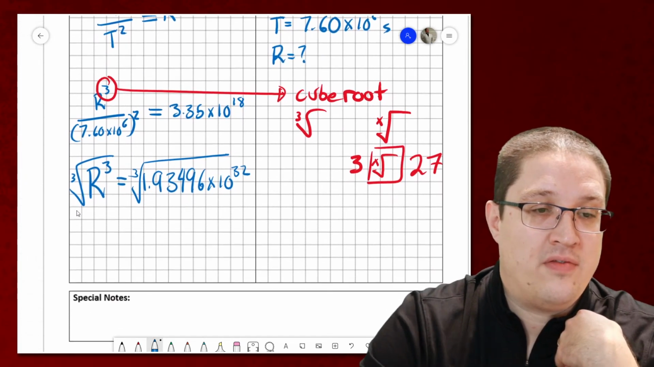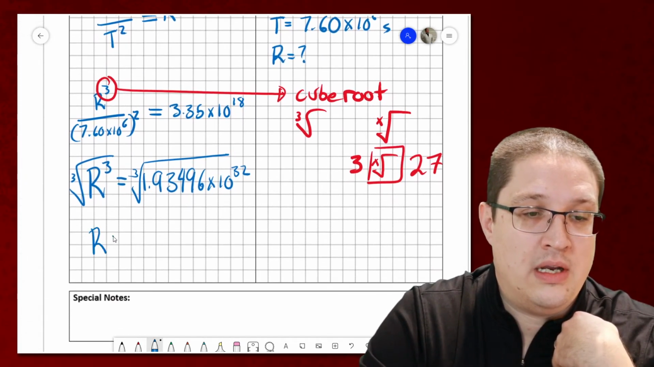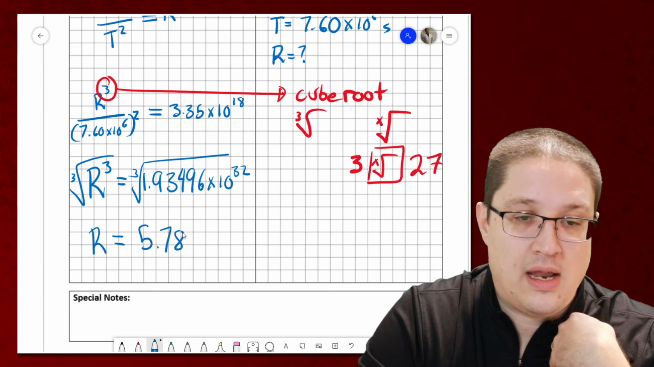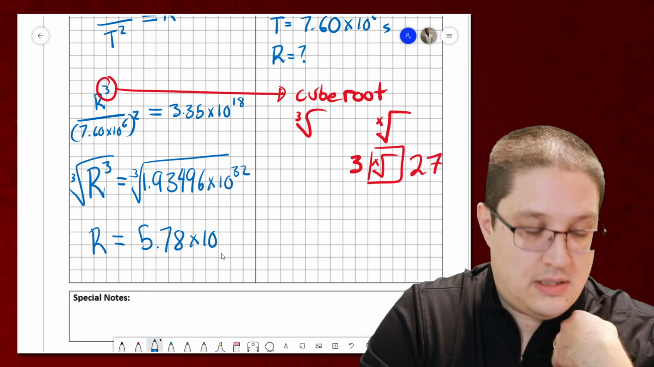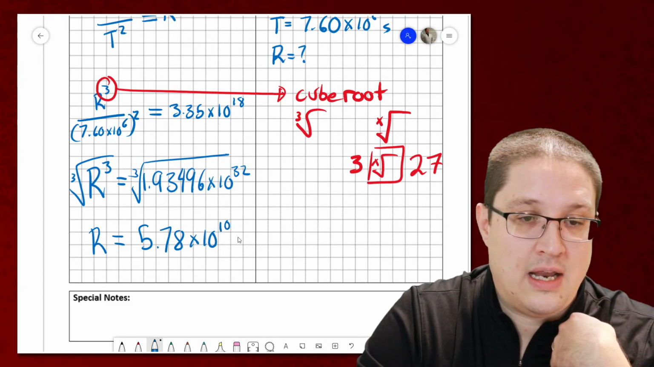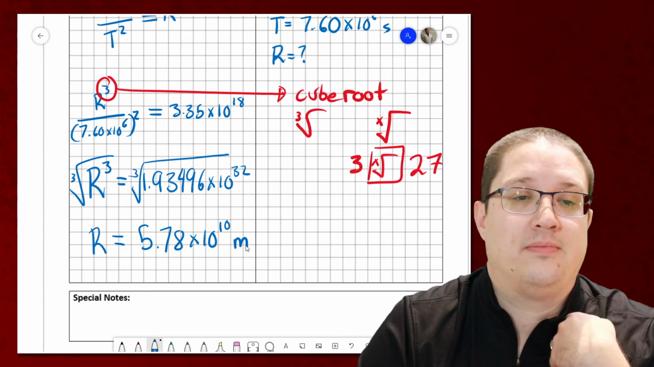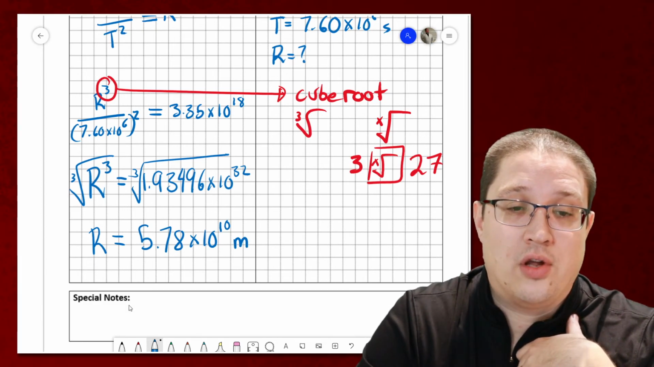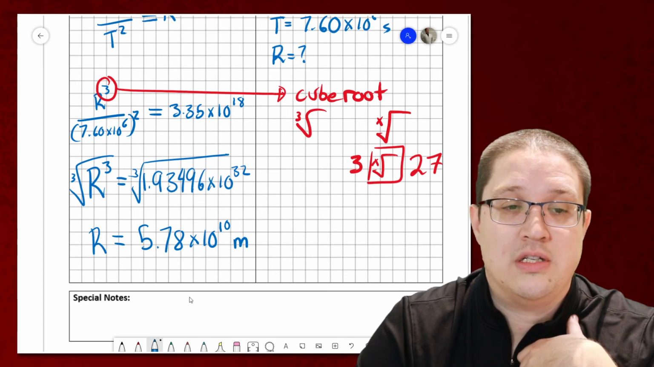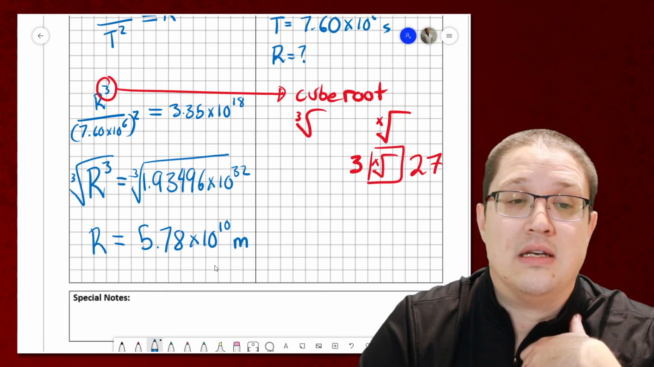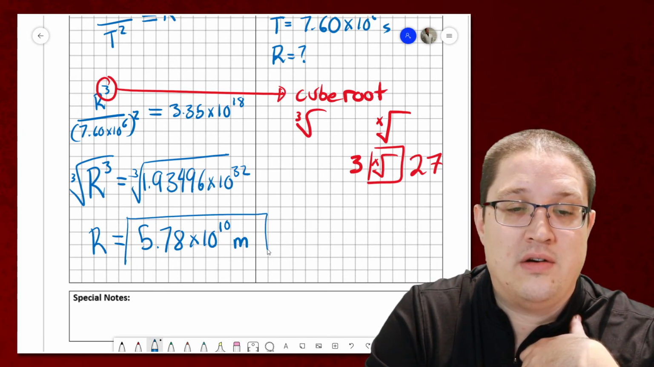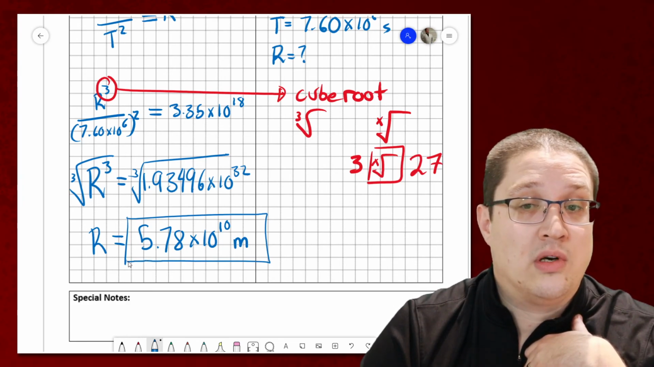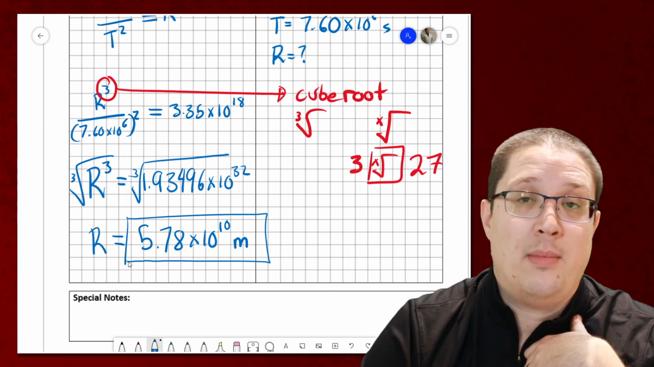And then my final answer, my orbital radius, is 5.78 times 10 to the 10th meters. Your question may ask for the answer in kilometers or another unit, in which case you'd need to convert that. But in this case, it didn't. So here is my final answer of 5.78 times 10 to the 10th meters, which works out to about 58 million kilometers.